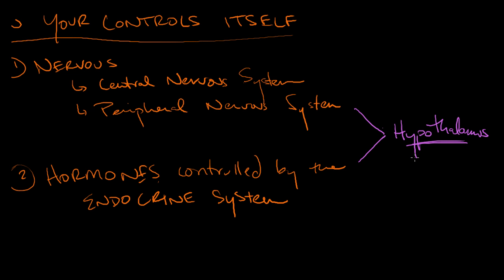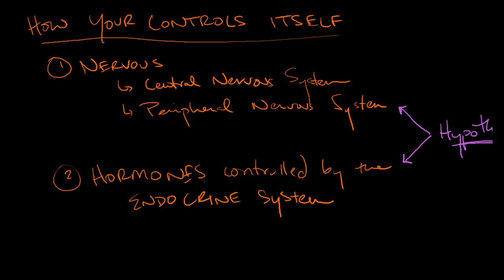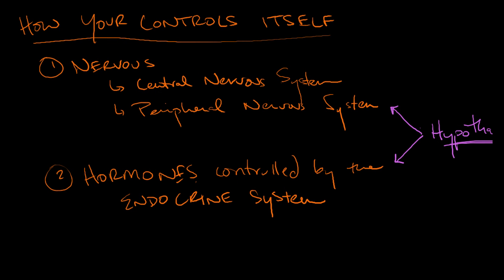Hypothalamus is what intersects these two systems and determines which system to use to send certain signals. Alright, so that's the hypothalamus, not the medulla oblongata. Okay, so let's talk about temperature control.